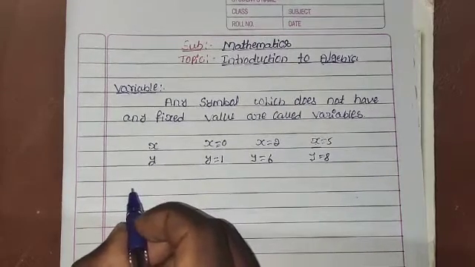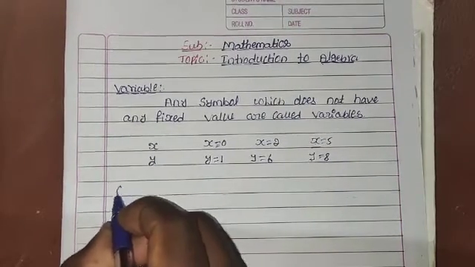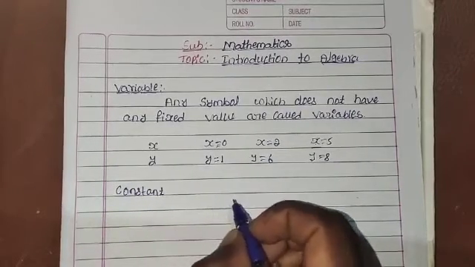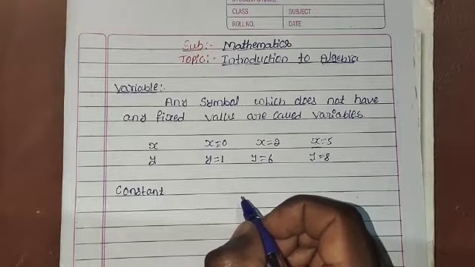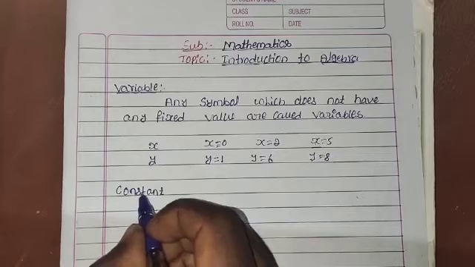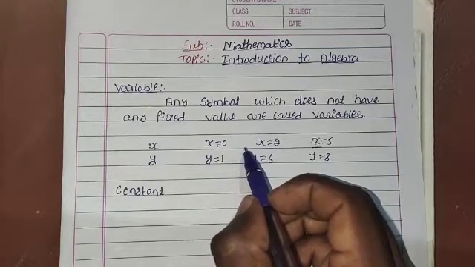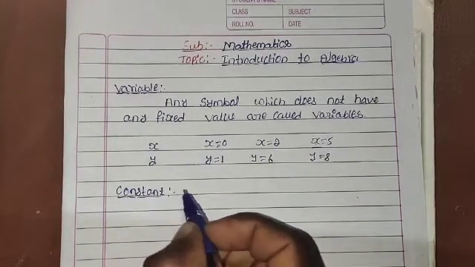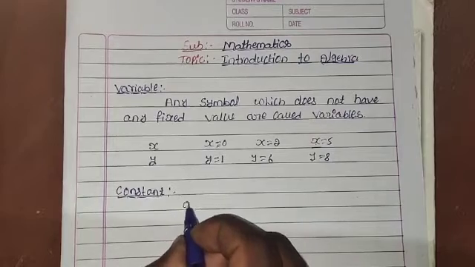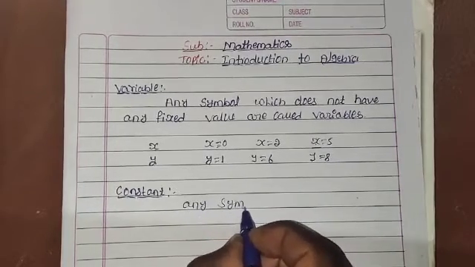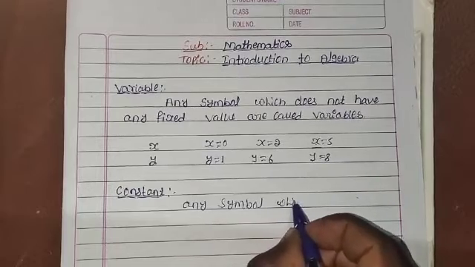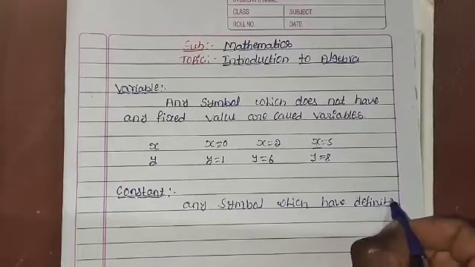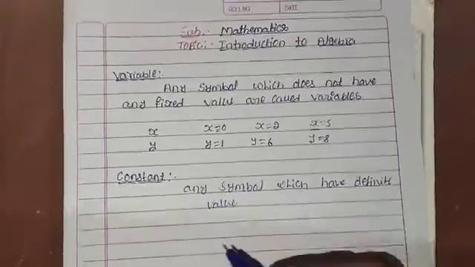Now the next important thing is constants. What do you mean by a constant? Constants are those symbols which have a definite value. If a symbol has a definite value, we call it a constant. If a symbol does not have any fixed or definite value, it is called a variable. Symbols which have a definite value are called constants.